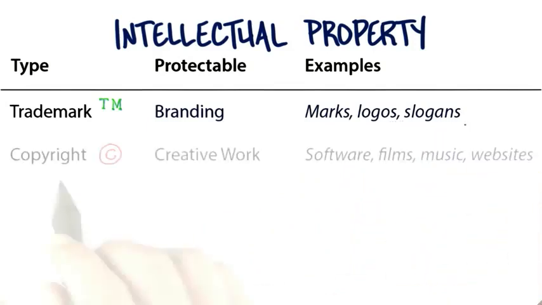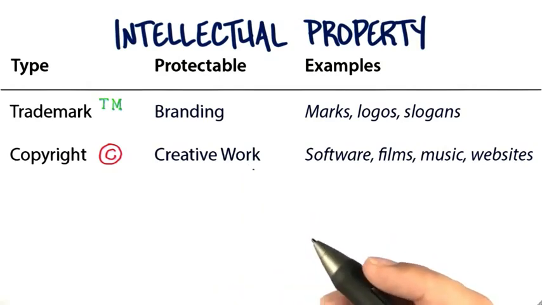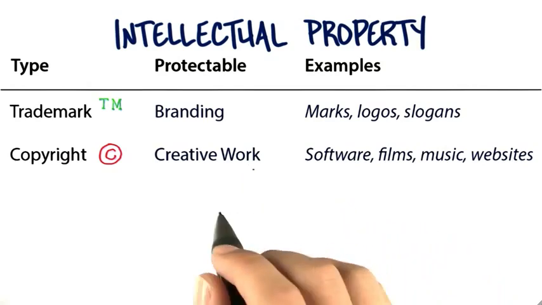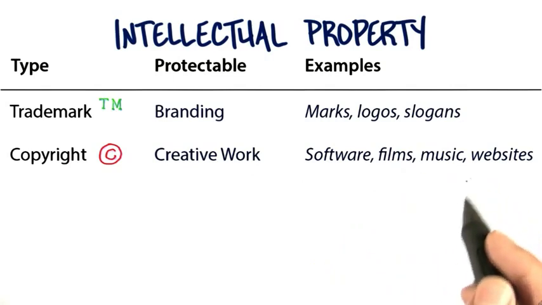Another type of intellectual property could be copyright. An example is creative or authored works and expressions. You can't copyright ideas, but you can copyright software or songs or movies or website content.